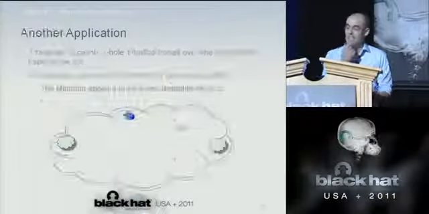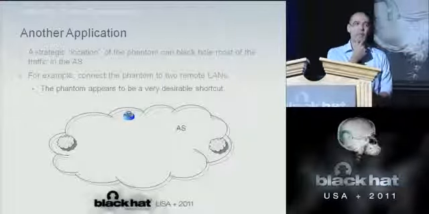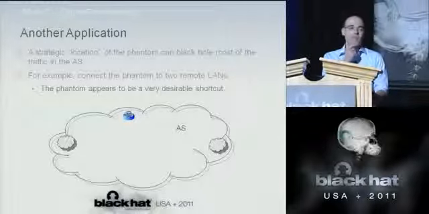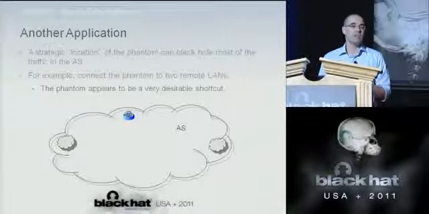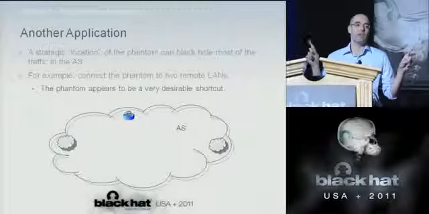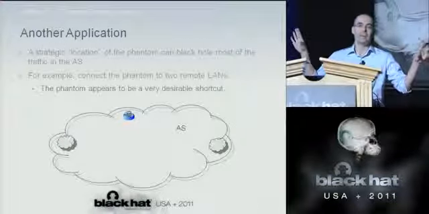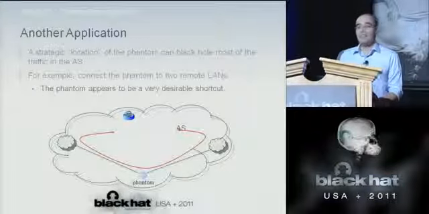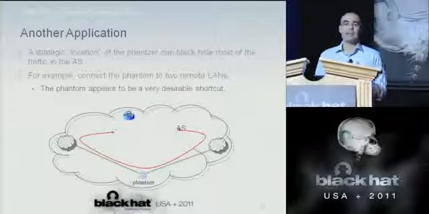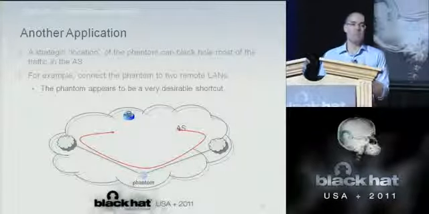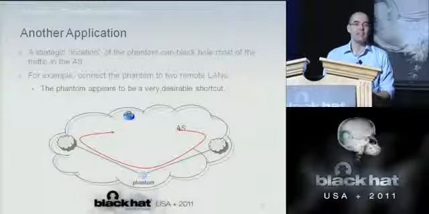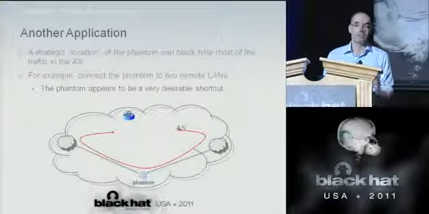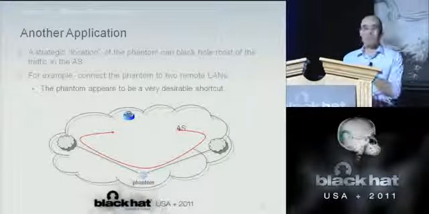Let's see another potential application which is even more powerful. Now, what if we set up a phantom router and connect the same phantom router to two networks which are on opposite sides of the autonomous system, like this. Suddenly, the phantom router now looks like a very desirable shortcut in the autonomous system, as if it was a wormhole, and now a lot of traffic will be diverted through it and actually black holed. And this is a very powerful attack.